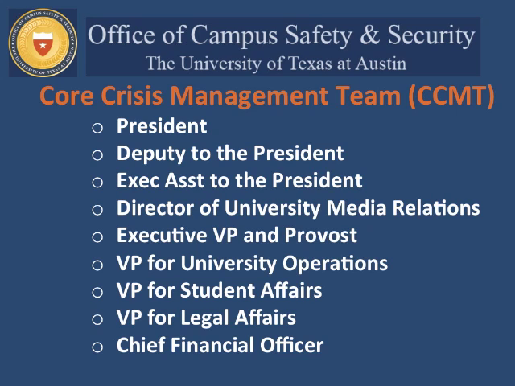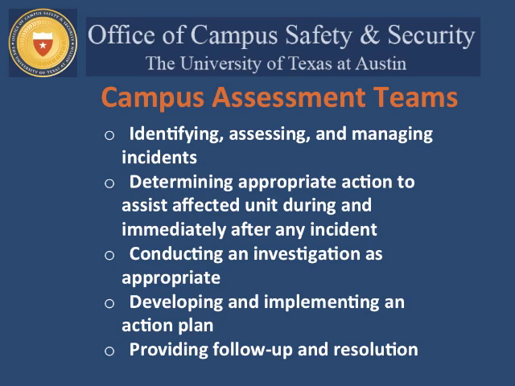He has with him a core crisis management team that forms the nucleus for his senior leadership to be able to make decisions. You see depicted on this slide the current members of the core crisis management team for the University of Texas. We also have spent time developing assessment teams, because in order to give the president the information that he needs to make decisions, somebody's got to be able to make an analysis in terms of what's going on, and then be able to provide some leadership options.